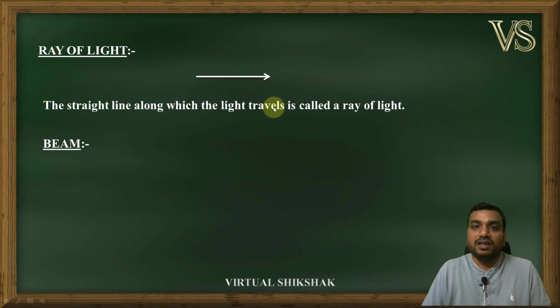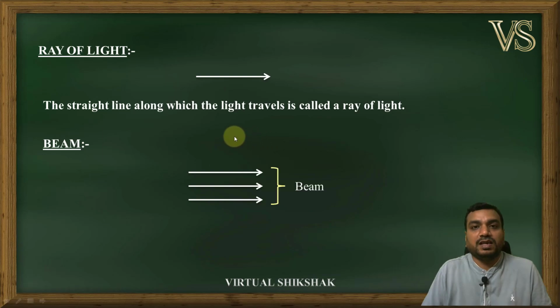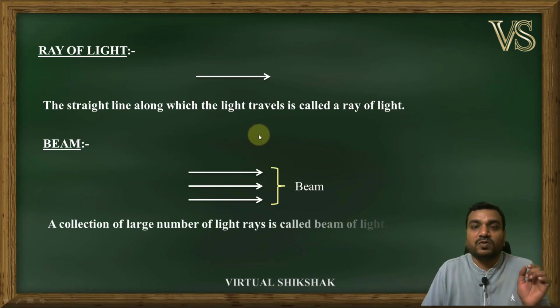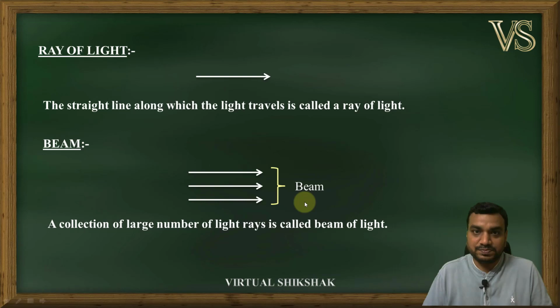Now the next topic is beam. It is nothing but the collection of a large number of rays of light. Here you can see there are many rays of light, and this collection of rays of light is called a beam.